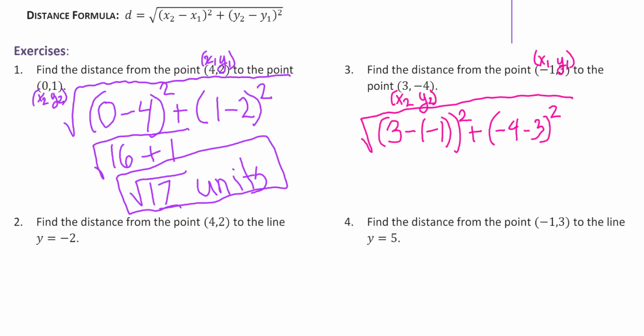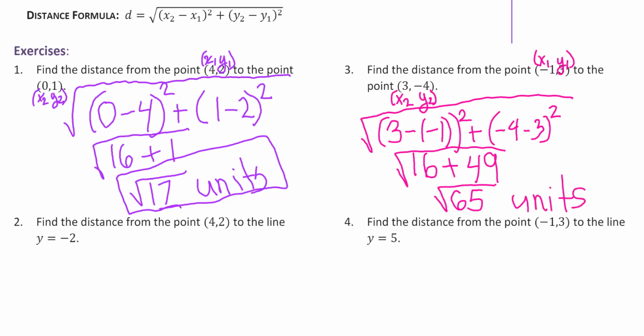So 3 minus negative 1, you could say it's 3 plus 1, which is 4. We know that 4 squared is 16. Negative 4 minus 3 is negative 7. Negative 7 squared gives us 49. So we have the square root of 16 plus 49. So we add them together, which would give us the square root of 65. So our distance is the square root of 65 units. We can leave it as a radical. They didn't ask us to estimate, so we want to leave it as an exact answer.